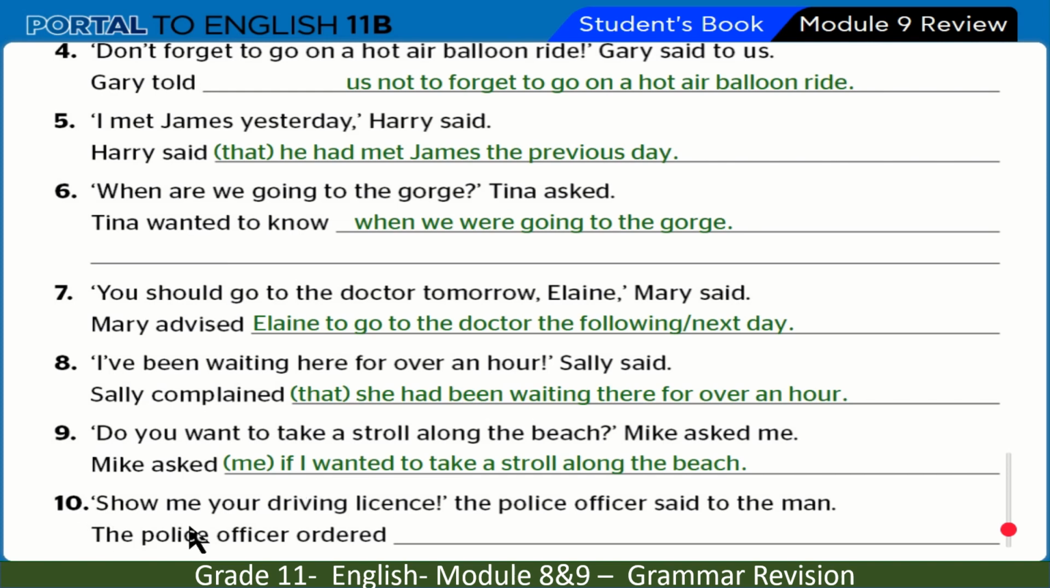Number 10, show me your driving license, the police officer said to the man. The police officer ordered the man to show him his driving license.